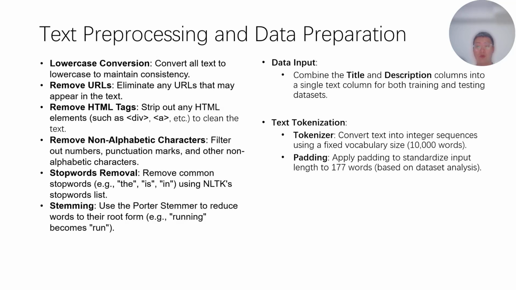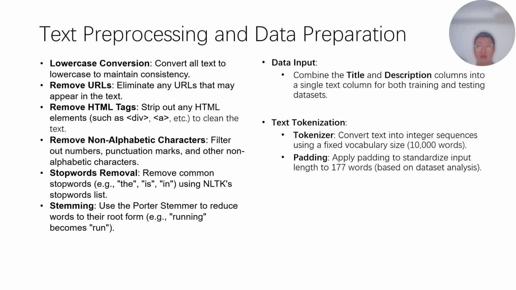Then is removing URLs and HTML tags. Then is removing non-alphabetic characters. Non-alphabetic characters such as numbers, punctuation marks, and special symbols are removed from the text. This step ensures that only meaningful words are retained for classification.